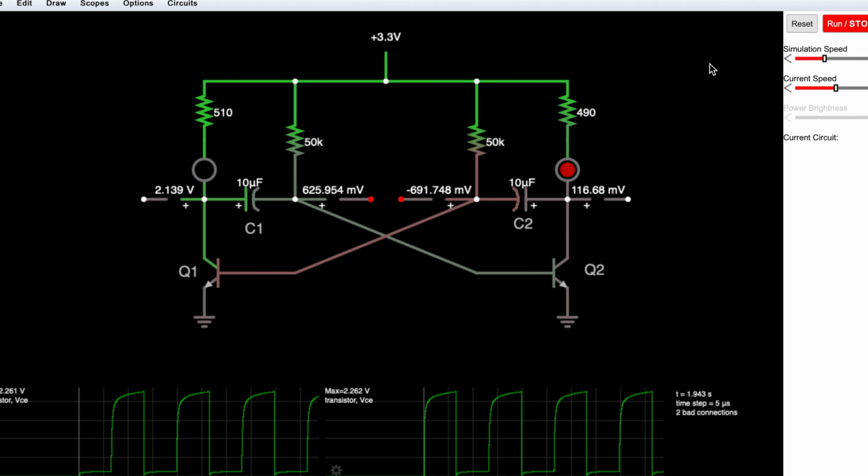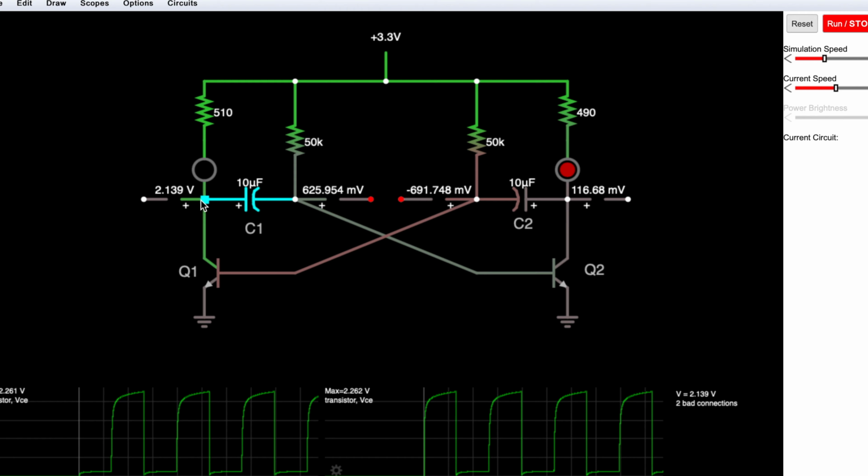Now, before we start this off, let's see. The input is 3.3 volts. R1 and R4 are effectively 500 ohms. R2 and R3 are 50K as we calculated. C1 and C2 are 10 microfarad electrolytic capacitors. The most important thing to know when we try to understand the circuit is the voltage levels across the capacitors. This is the left side of C1, this is the right side of C1.